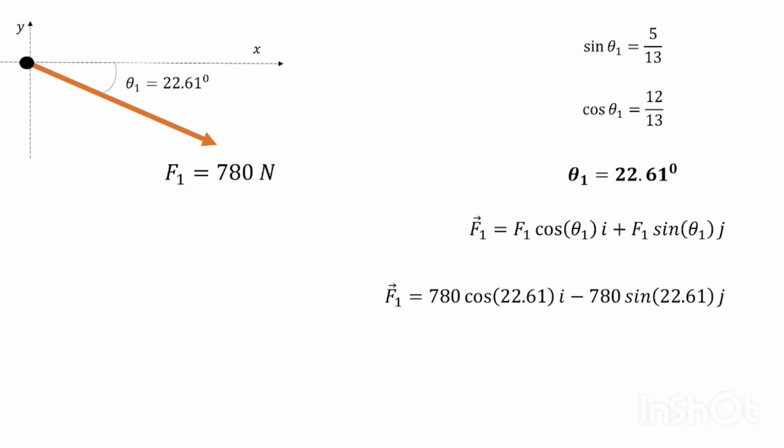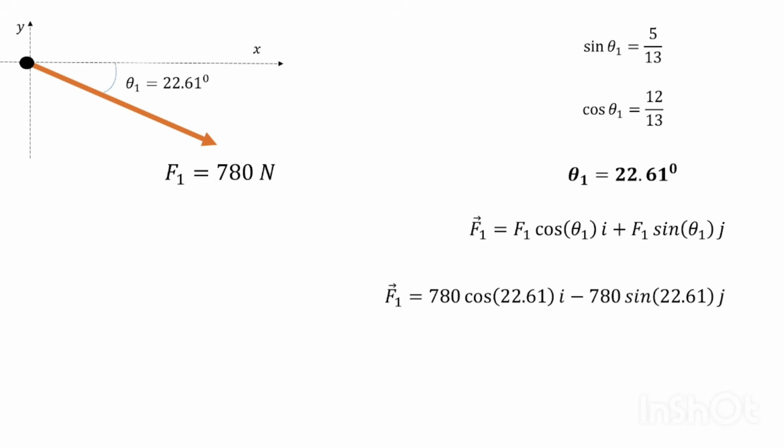Let's note the reason for the minus sign. It's because if we resolve this particular force to the vertical axis, you see that it's pointing downwards.